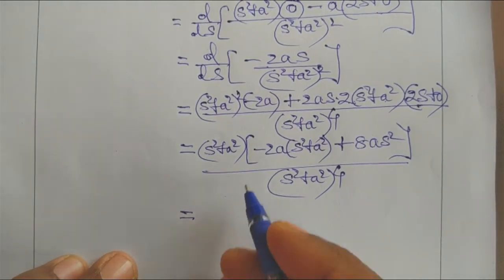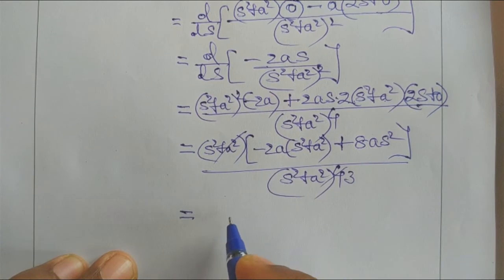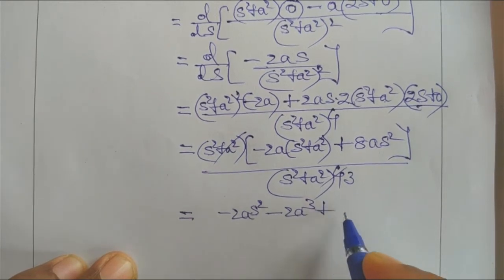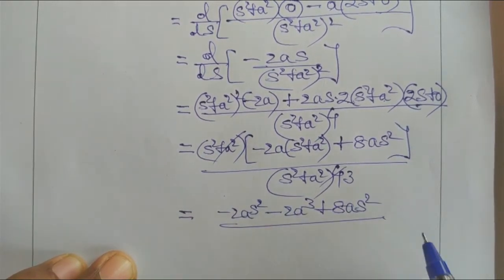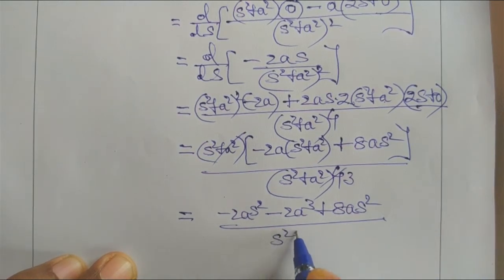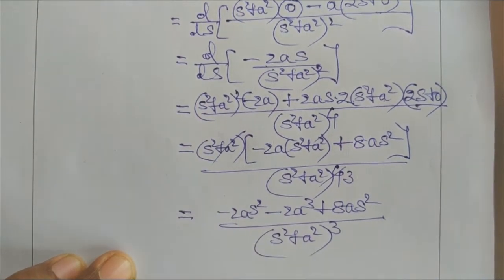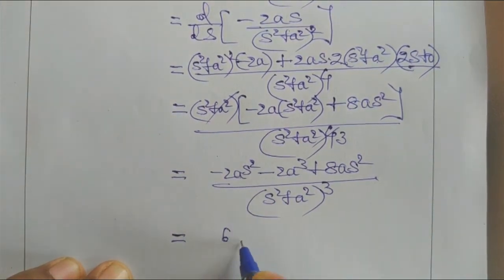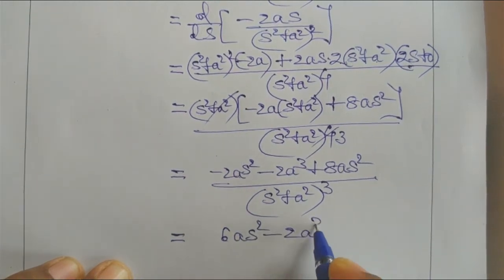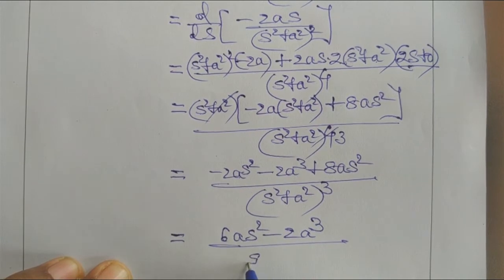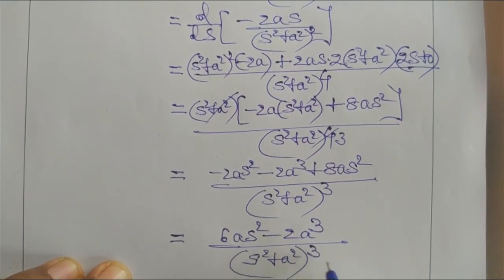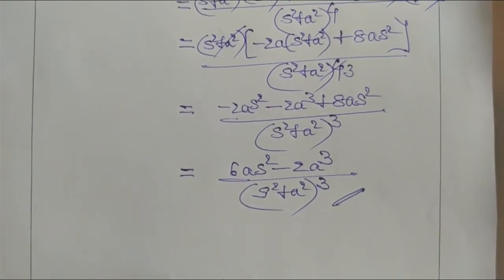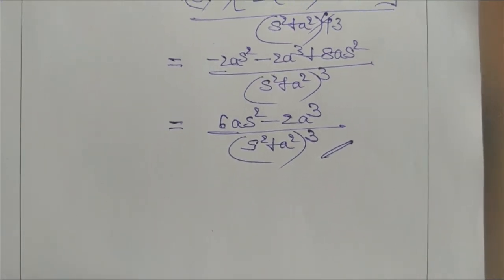Now this and this get cancelled, and the power 3 will remain. So minus 2as square minus 2a cube plus 8as square divided by s square plus a square whole to the power of 3. So this is 6as square minus 2a cube divided by s square plus a square whole cube. This is your solution, this is your answer.